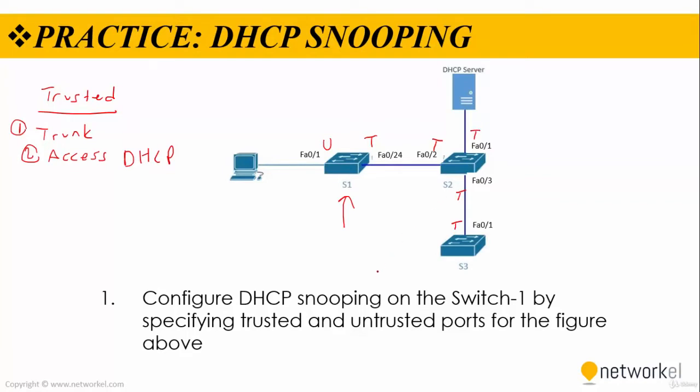So what I'm going to define for the trusted ports is the DHCP snooping trust, and for the untrusted port I'm going to define an IP DHCP snooping limit rate. Alright, let's start with Switch 1's configuration. First, I'm going to make the trunk configuration of Switch 1.